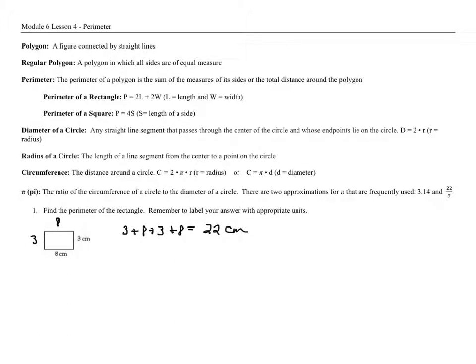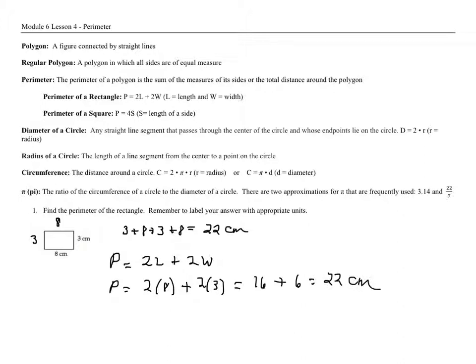We can use the formula, which is perimeter is equal to 2L plus 2W. Perimeter is equal to 2 times the length, which is 8, plus 2 times the width, which is 3. 2 times 8 is 16. 2 times 3 is 6. If I add it, I get 22 centimeters again. So either way you want to do it, rock on.